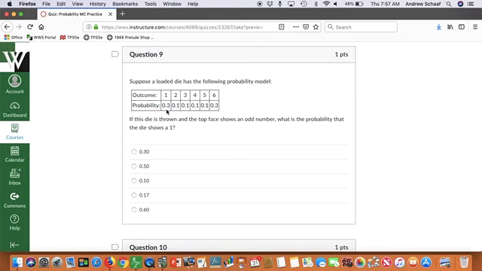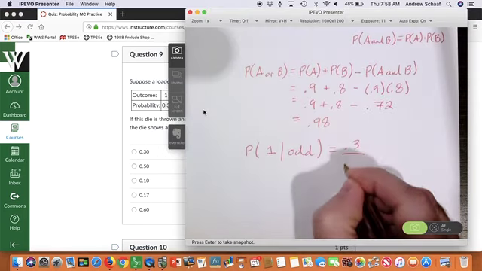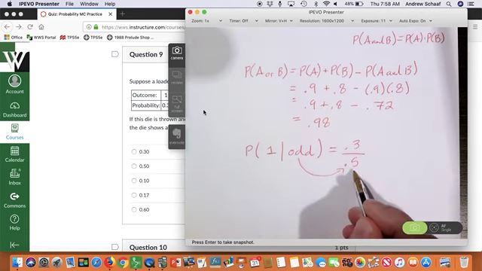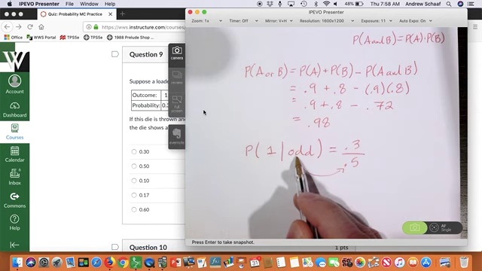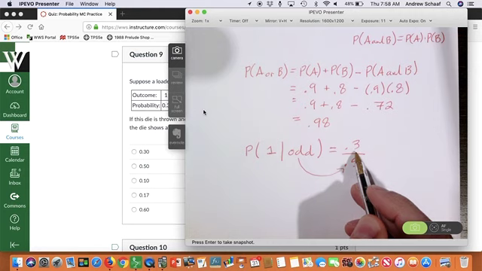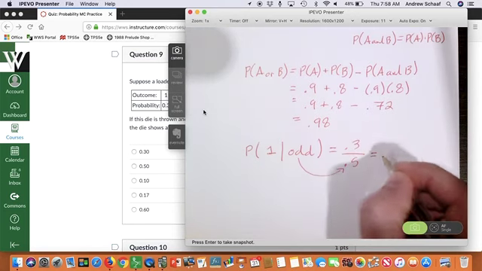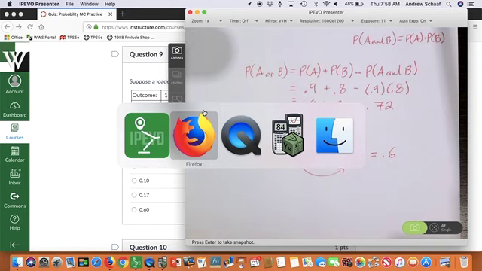But the denominator is what's possible. What's possible is only an odd outcome. So the odd outcomes have a total probability of 0.3 plus 0.1 plus 0.1. They have a total probability of 0.5. So the probability of the odd outcomes is 0.5, but the probability of a 1 and an odd outcome, of course, if it's a 1, it's also odd, that probability is 0.3. So it's relatively easy to see what I want just from the table, and if I reduce this, 3/5 is simply 0.6. So that was the answer we were looking for in this question.